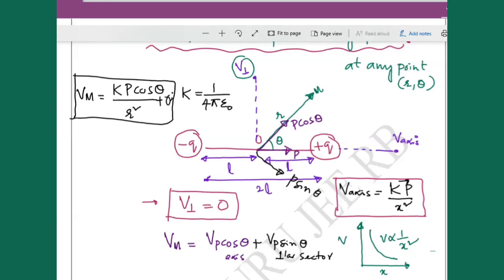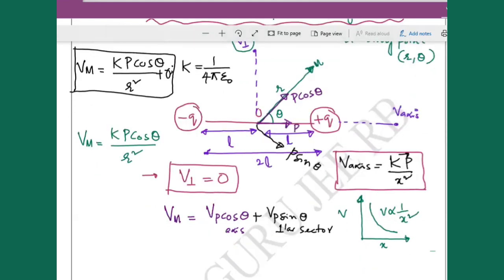So now I would write Vm is equal to Kp cos theta divided by r square. Fine. Is it clear? That is for an arbitrary point, in terms of r comma theta.